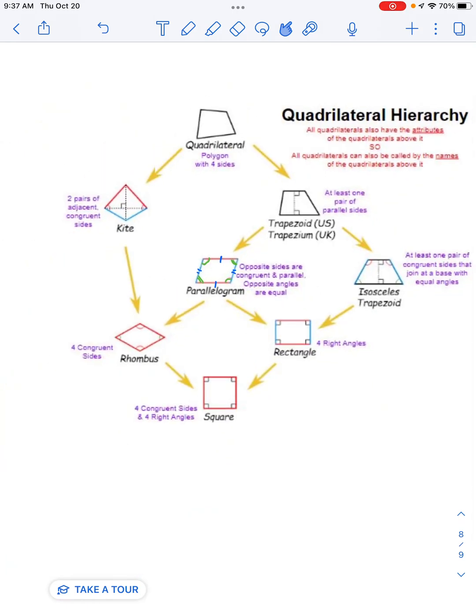So looking at this, we've talked about a parallelogram. We will be talking about kites, trapezoids, rectangles, rhombus, and squares. And these are all of your different quadrilaterals. And there is a hierarchy. And by the time that we get done with the whole unit, you'll have a better understanding of how these all interact with each other and be able to understand this hierarchy a little bit better.